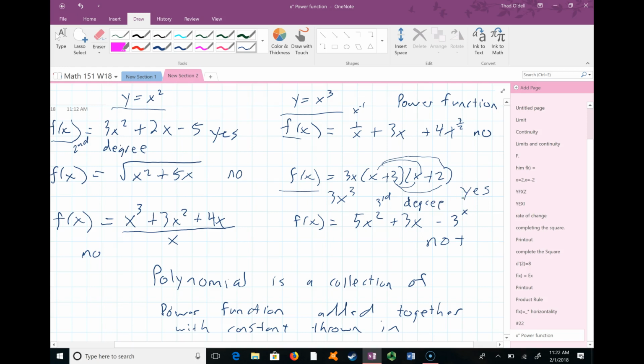Okay, so one skill you need to have is to be able to recognize whether something's a polynomial or not, and then if it is a polynomial, be able to discuss the degree of that polynomial.